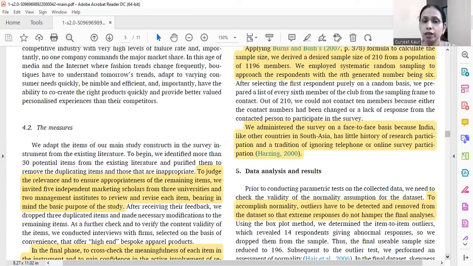So only one family member has to enroll for the membership, and then the entire family becomes part of that membership. Right? Yes, sir. And then you used this as systematic random sampling. Yes, sir.